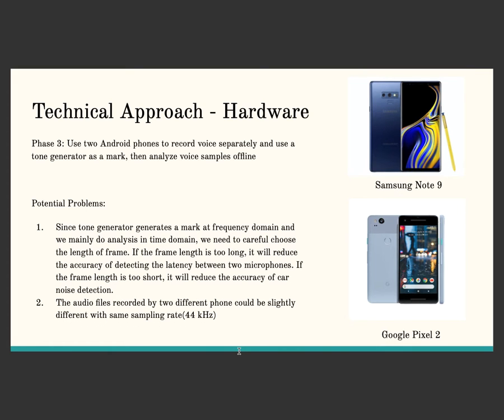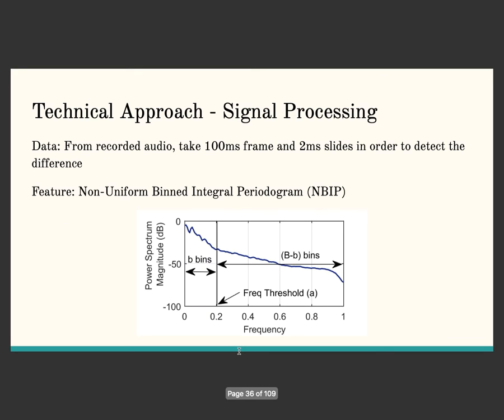The third phase is we use two different phones to collect the audio signal, and we analyze the samples we collect offline. The challenging part of this approach is that we have to synchronize our two-channel signal perfectly, because the time delay between the two microphones could be just 3 milliseconds. So your synchronization has to be really perfect to detect the small time difference between two microphones. So that's our overall hardware setup.